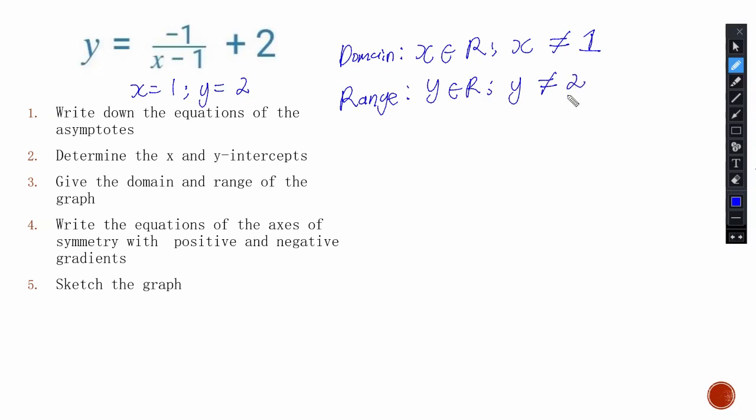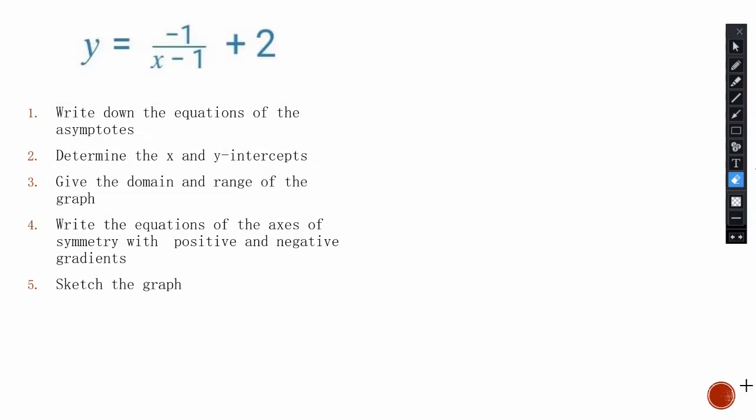So that's it, guys. It's pretty straightforward and simple. Do not confuse it. And then when it goes to number 4 now, it says write the equation of the axis of symmetry with a positive and negative gradient. So for the sake of practice, we're just going to do both of them, right? But then we know in an exam, you'll only have to write one of these.